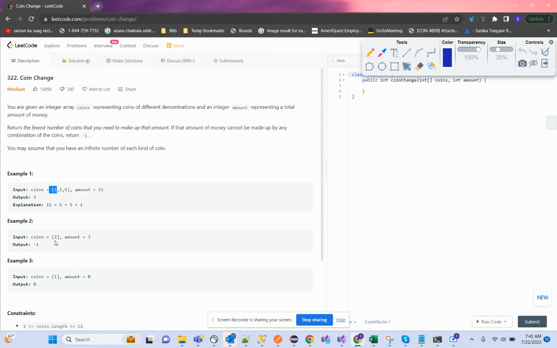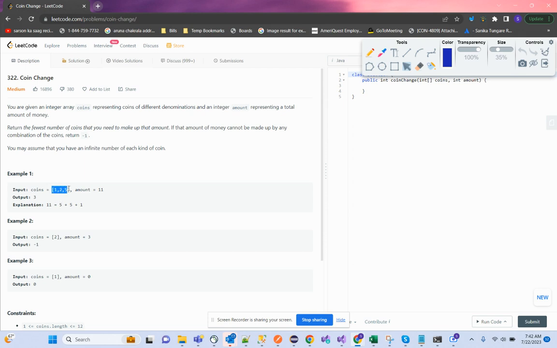Coins of amount 2 and the total amount given is 3. Now you cannot make it, right? You have just $2 with you. How can you make $3, right? So that's the reason we are sending the output as -1.